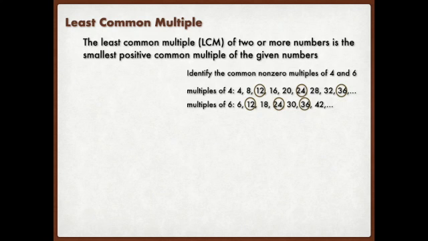So what is the least common multiple of 4 and 6? Well, here's some written out for you. You can see the circled ones are common multiples. We have 12, 24, and 36. But which one is the least common, the smallest, closest to 4 and 6? It would be 12.